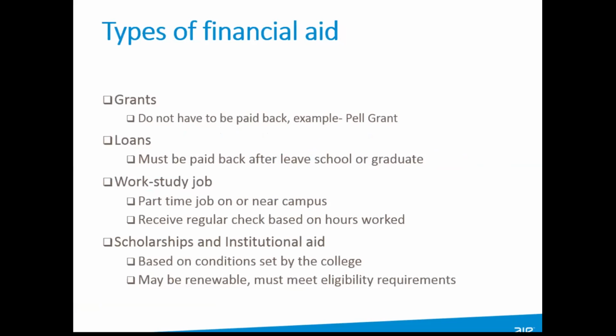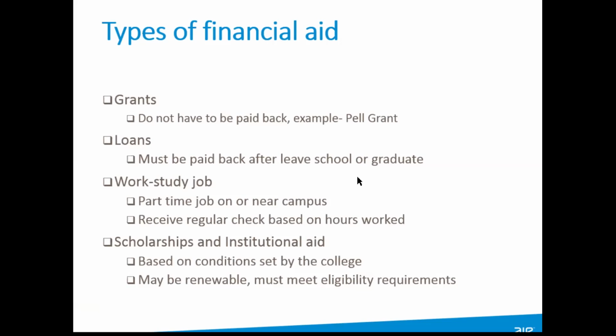Now, some of the different types of financial aid. One type is grants. Grants is money that doesn't have to be paid back. An example of a grant is the federal Pell Grant, which is the largest federal grant. Another type of aid is loans. Loans must be paid back after you leave school or graduate. There's another type of financial aid, which is actually a job. It's called a work study or a work study job.